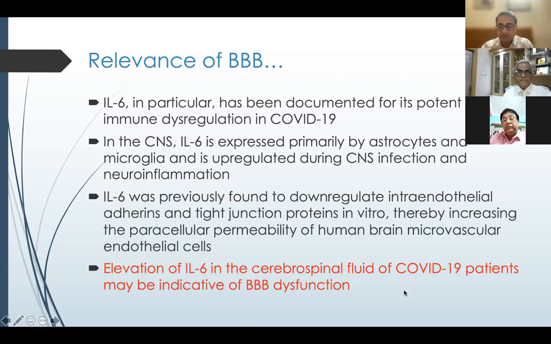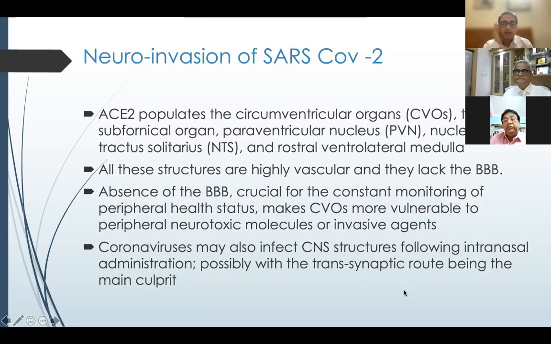Now, regarding neuroinvasion, these ACE2 receptors are found not only in the brainstem, but in the circumventricular organs like the subfornical organ, paraventricular nucleus, nucleus of tractus solitarius, and rostral ventrolateral medulla. So these are the areas where these ACE2 receptors are well populated, and all these structures are highly vascular and they lack a blood-brain barrier. So this is a clever part of the virus, to choose this receptor to reach different organs, including our brain, where the blood-brain barrier is deficient.